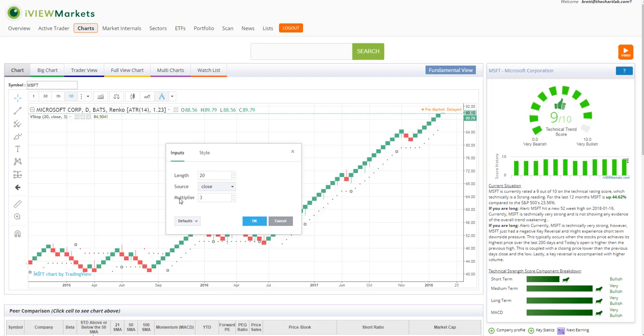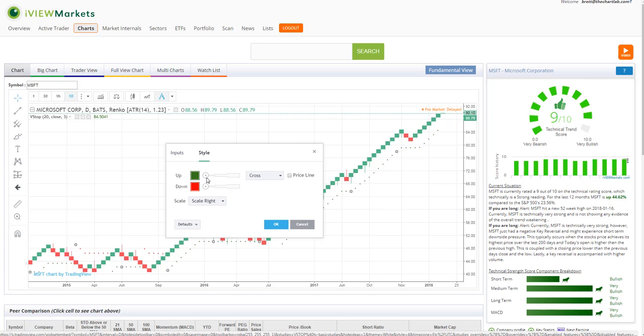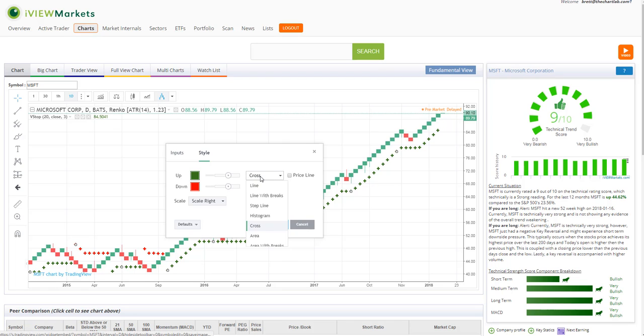Now, every new computer that you're using this site for, you will have to reset this because it has to memorize the cookies. Next, go to style, and you have these up and down bars. Bring these pretty close over to the right to make them bigger, and then instead of a cross, do a line, and then hit save as default again.